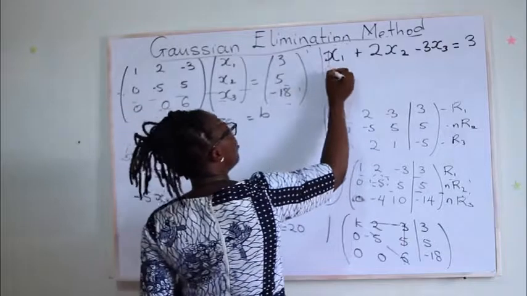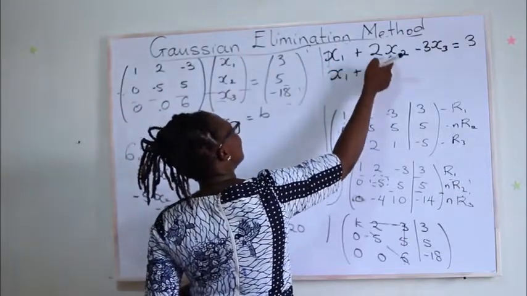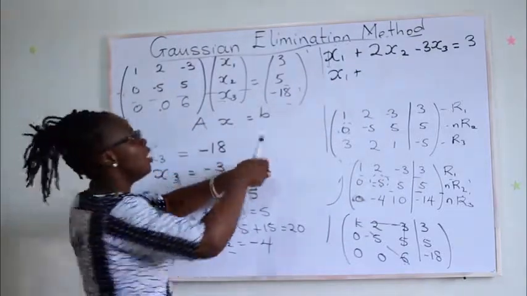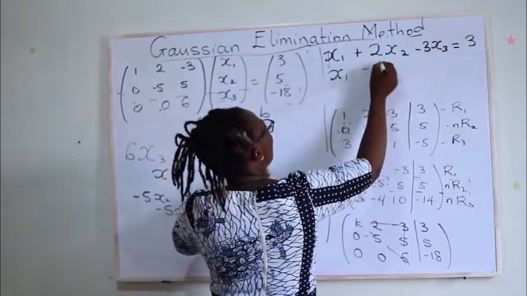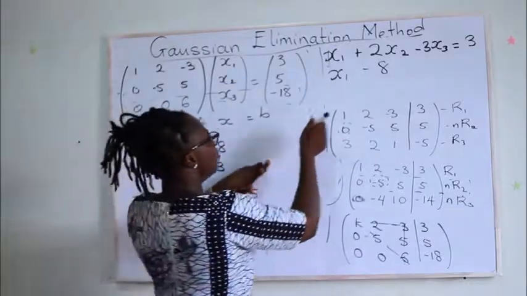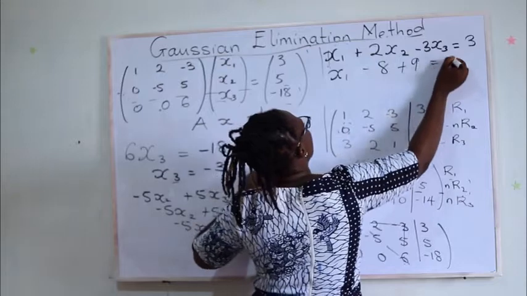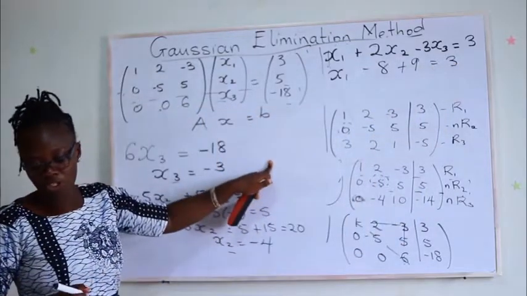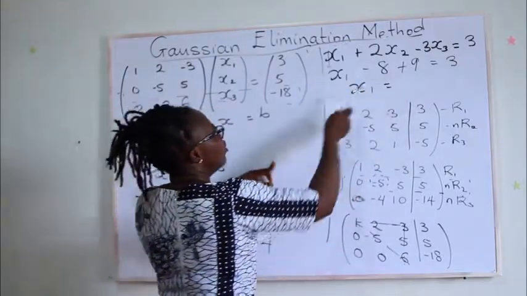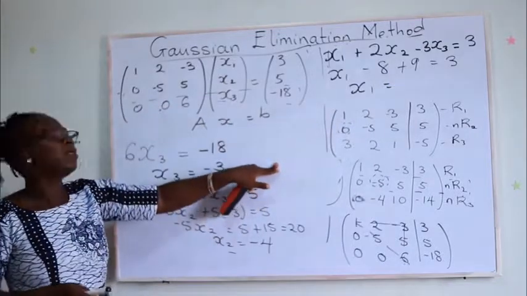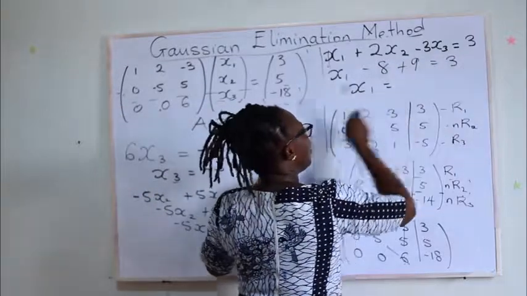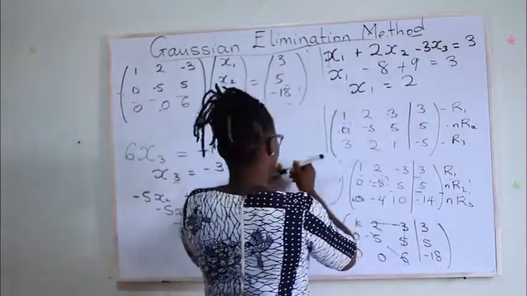Okay. So you realize that I have x1 plus, what is x2? x2 is negative 4, times 2 is going to be minus 8. Then x3 is negative 3 times negative 3. That is going to be plus 9 to be equal to 3. If it's solved, you are going to have x1 equal to what? This is going to give us 1.